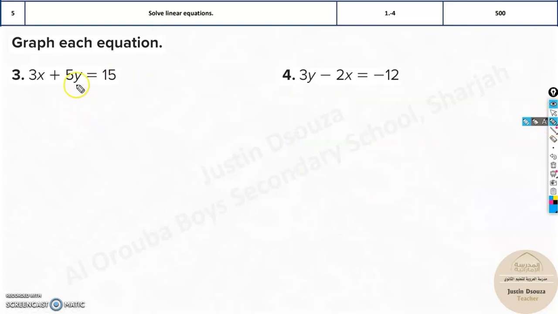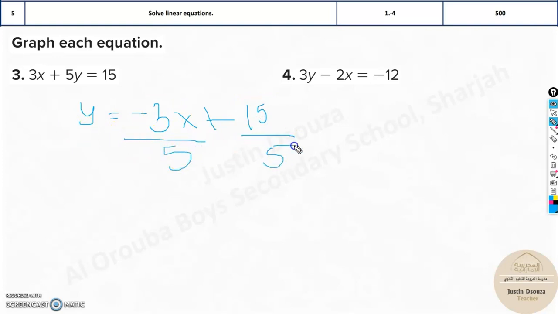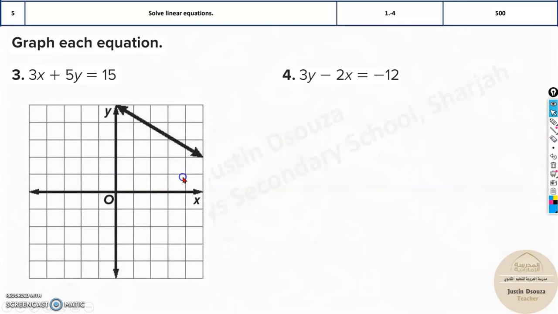I'll write the slope-intercept form. It'll become y equals minus 3x plus 15, everything divided by 5. So the slope would be minus 3 by 5, and x plus 3 is the y-intercept. So we can see 3 will be the y-intercept.